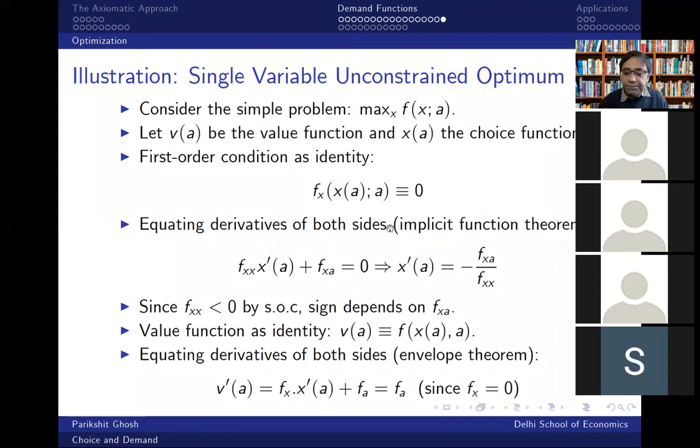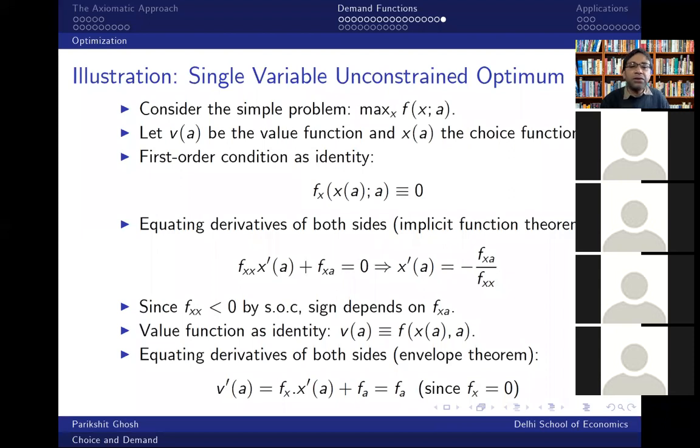All right. Any other questions? I know at this point it's a bit abstract, so you have to wrap your head around it. We'll see illustrations. So, why did we assume f_xx to be negative?